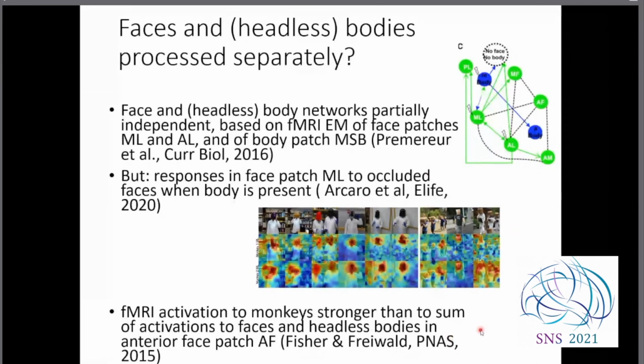Also, we know from fMRI studies from Vogels that fMRI activation to monkeys, by monkeys I mean a monkey and its head, the monkey body and its head, so face and body combined, that's stronger than the sum of activations to the isolated face and isolated headless body in a particular face patch here, in the STS. So that's why we asked, okay, well, are there particular regions that are activated more strongly to full monkeys, bodies and faces together, than to the face and body part?